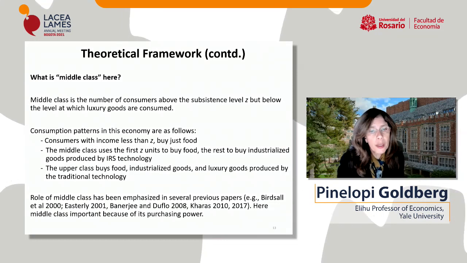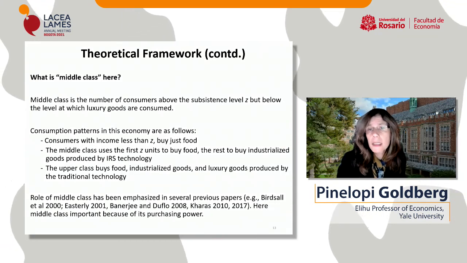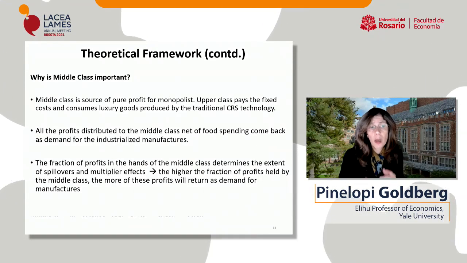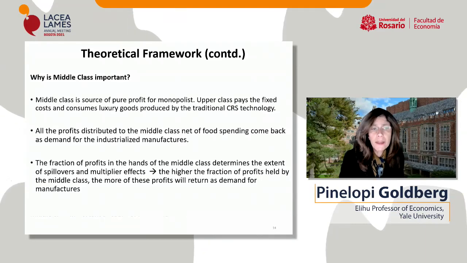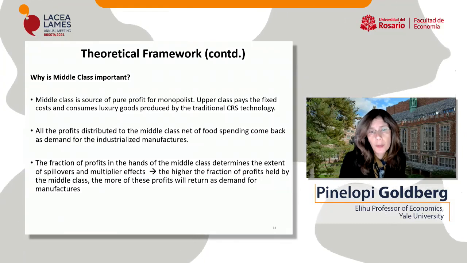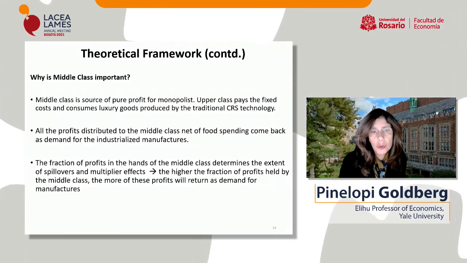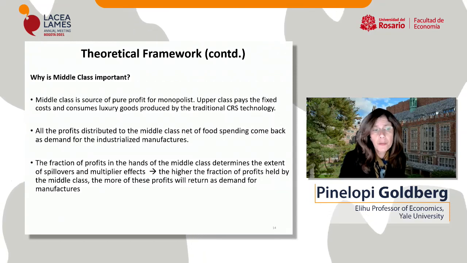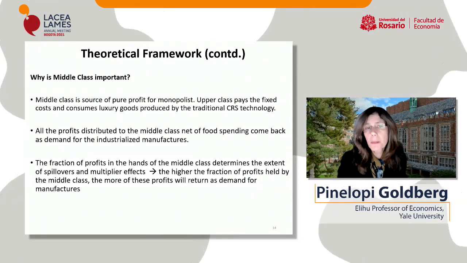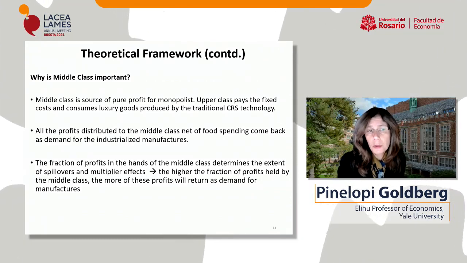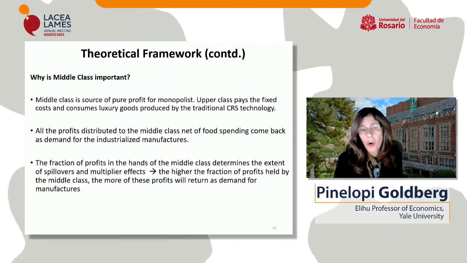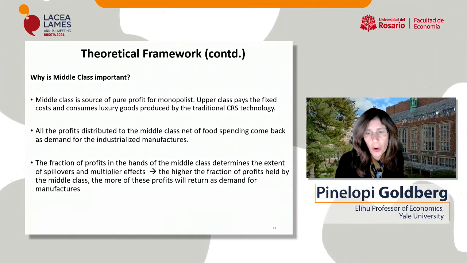But then there's a third explanation, and this is what's going on in this model. The middle class here is important because of its purchasing power. So that's the role of the middle class in our model. Specifically, the middle class here is a source of pure profit for this increasing returns to scale firm, this monopolist who produces these goods. One can show that the upper class pays the fixed cost of the technology, and then they consume luxury goods. But then it's the middle class that buys these mass-produced goods, generating profits for those who hold stock in the increasing returns to scale technology.